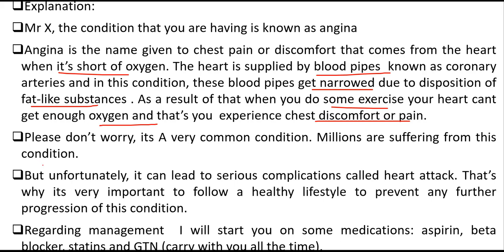Yes, doctor. But please don't get scared. It is not an uncommon condition. Millions are suffering from this. But unfortunately, it can lead to serious complications such as heart attack. That's why it is important to follow a healthy lifestyle to prevent any further deterioration of this condition.